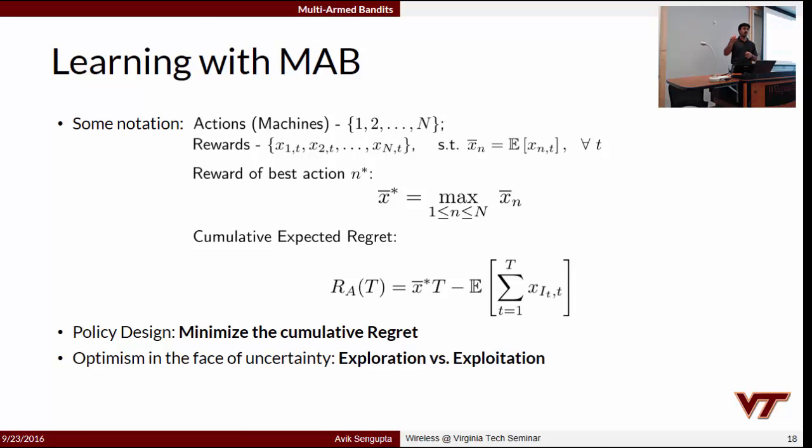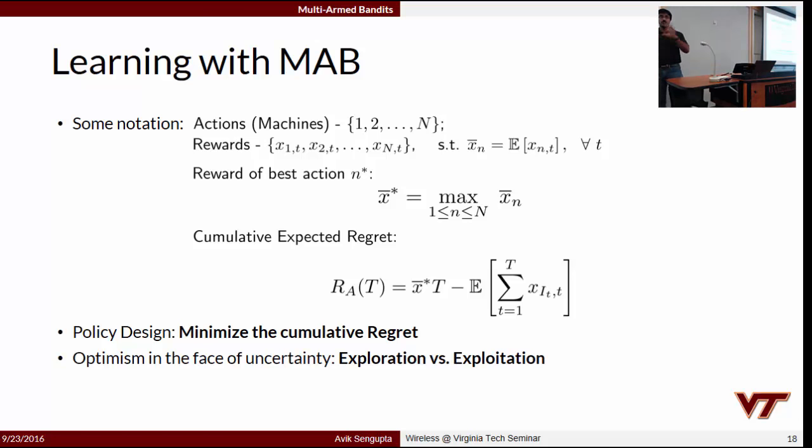So you choose that arm which always gives you the best expected reward, right? So basically that will give you the maximum of the mean reward, which is x hat star. And then we define the concept of a cumulative expected regret, which is essentially the difference between the maximum expected reward that you get and the reward that you get by playing some policy A.